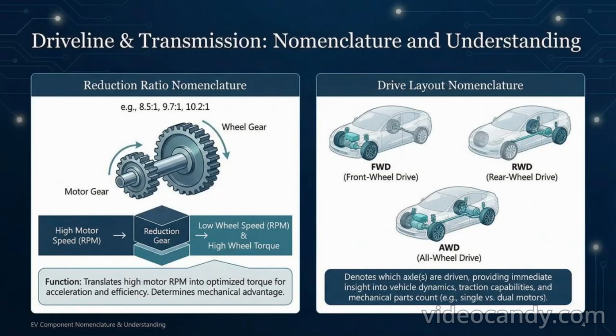In EVs, driveline terms are fewer but still useful. The key one is the reduction ratio. Numbers like 9.7 to 1 tell us how many motor revolutions equal one wheel turn. Because motors spin very fast, this gearing boosts wheel torque. You'll also see drive layouts like FWD, RWD, and AWD, which simply show which wheels receive power.